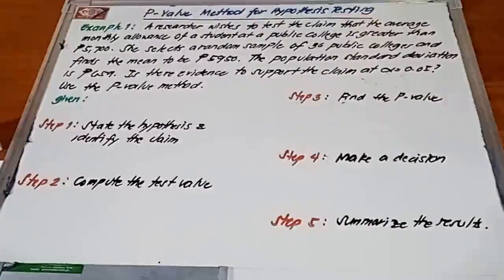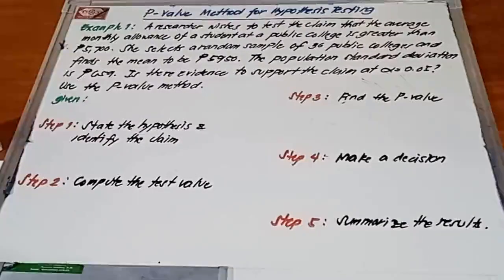Okay, so this is my first example para dun sa topic nating p-value method for hypothesis testing. So kukunin natin dito para matest natin yung ating hypothesis ay yung probability value of the statistics. Sa case nito ay yung sample mean.